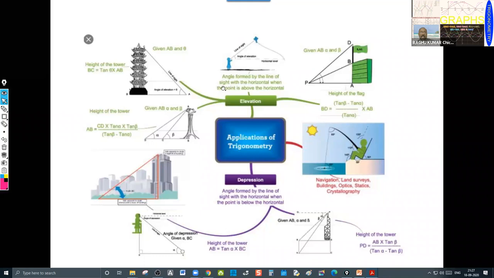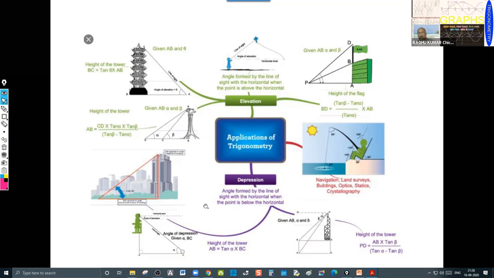The angle formed by the line of sight with the horizontal, when the point is above the horizontal, is called the angle of elevation. And if you look from top to bottom, it is the angle of depression. Similarly, trigonometry is applied in navigation, where the angles are all calculated using trigonometry. Land surveys, buildings, optics, statics, crystallography, and others all use trigonometry.